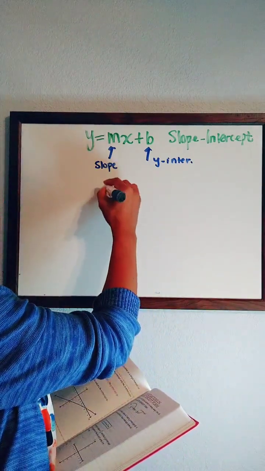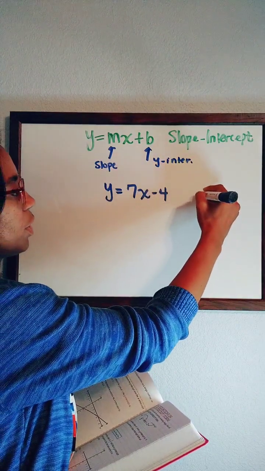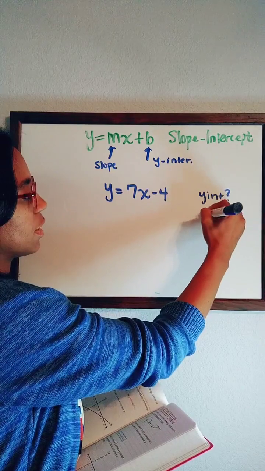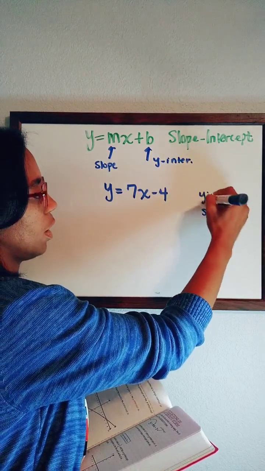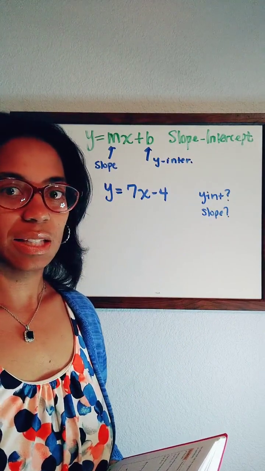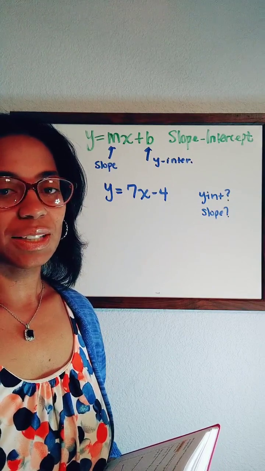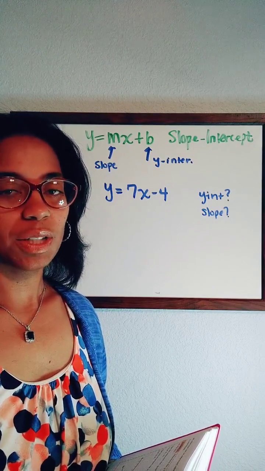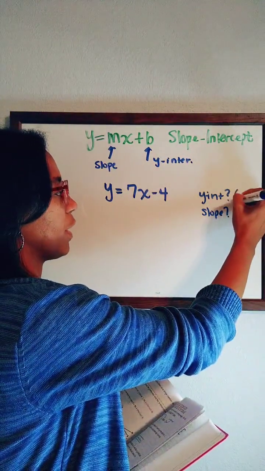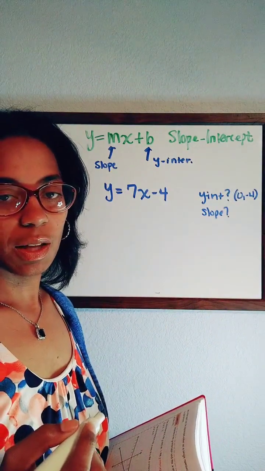If we were to have y is equal to 7x minus 4, can somebody tell me what the y-intercept is and what the slope is? It sounds so simple, but when people take a test they just go blank and forget. What number represents the slope? What number represents the y-intercept? My y-intercept would definitely be 0, -4. And then what is my slope going to be?